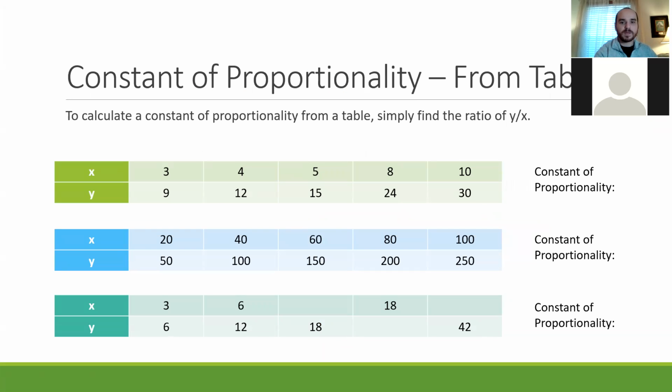proportional relationships. So what we're going to do is a little bit of practice. Tables are probably the most common way that you're going to see this, but we will do it from graphs and from formulas as well. So to calculate a constant of proportionality from a table, simply find the ratio of y to x. Now remember, you have to make sure that there is direct variation first.